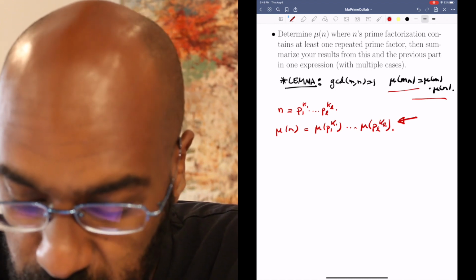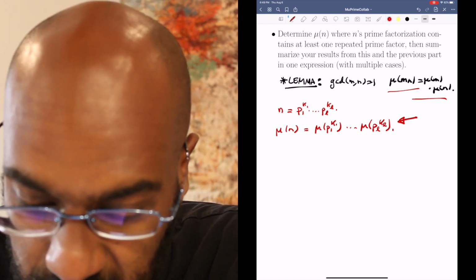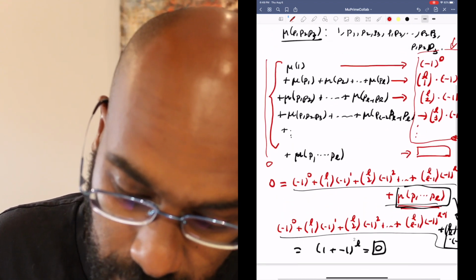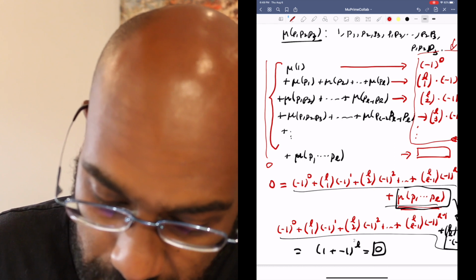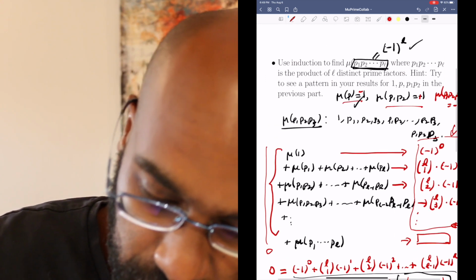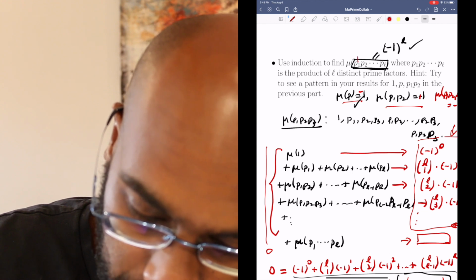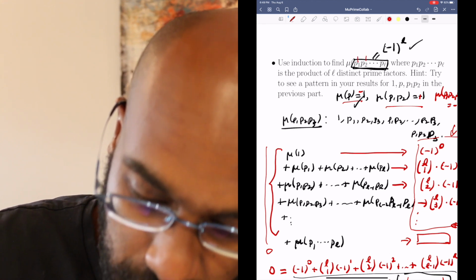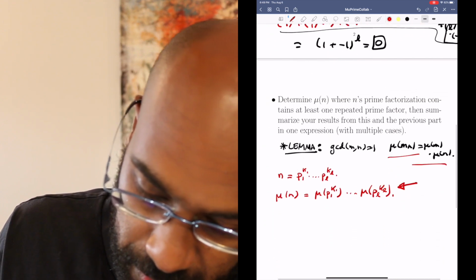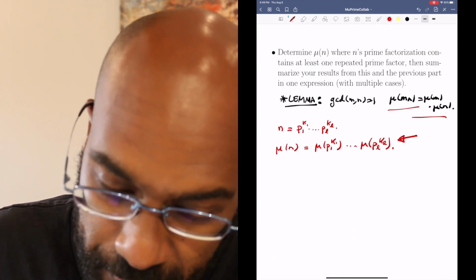Interestingly enough, we could have used this to prove this expression right here, but it was kind of cool to just do it using the binomial theorem. What I mean is you can think about this as p1 to the 1, p2 to the 1, pl to the 1. And so we could have done that here with the exponents being 1.